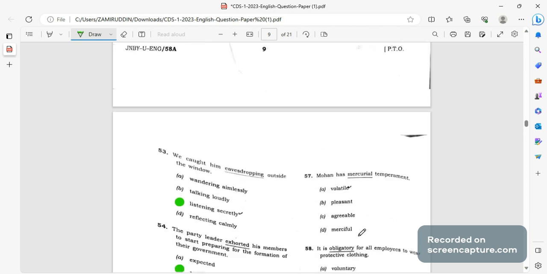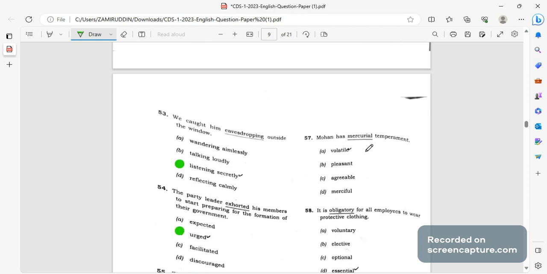Now, Mohan has mercurial temperament, volatile temperament. उसके बारे में वी आर सेइंग मोहन का टेम्परामेंट, हाउ हिज मेंटल स्टेबिलिटी इज. सो मोहन हैज mercurial temperament. Temperament is anger, I think it is anger. So his anger is volatile, कभी भी खत्म हो जाता है.